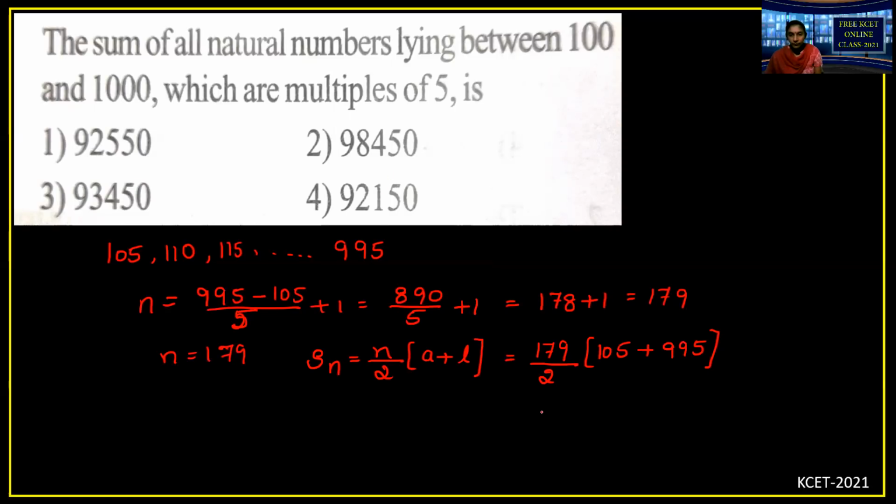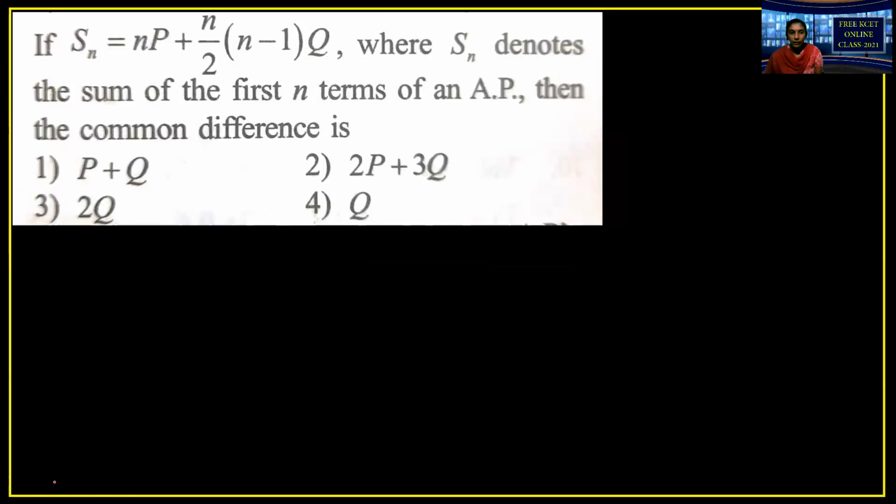So that will be 179 divided by 2 into 105 plus 995, so 1100. The 2 cancels, so 550 into 179. So that is 98450. The answer is 98450. Option 2 is the correct answer. Understood? Next question.